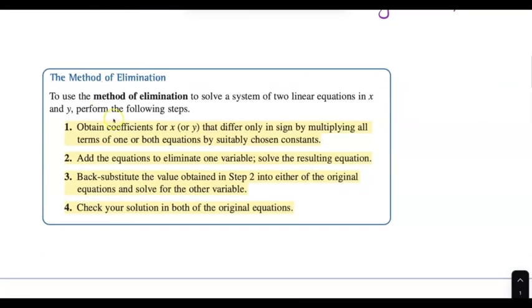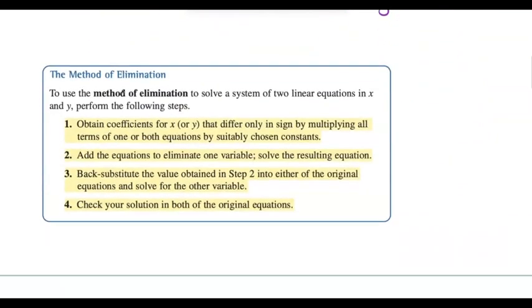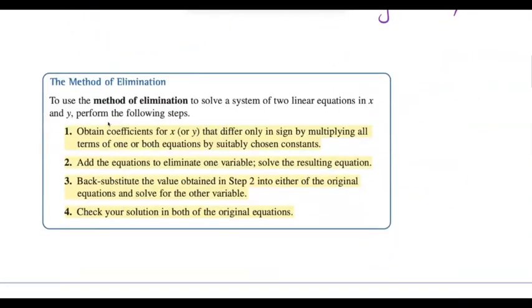The general idea is you want to obtain coefficients for x or y that differ only in sign. You always want them to be different signs because then they cancel out easily. You can multiply either the top row or the bottom row or both rows. You just want to get the same number but with different signs. And then you can just add them down and solve the rest. That's the general idea. Let's do another one real quick.